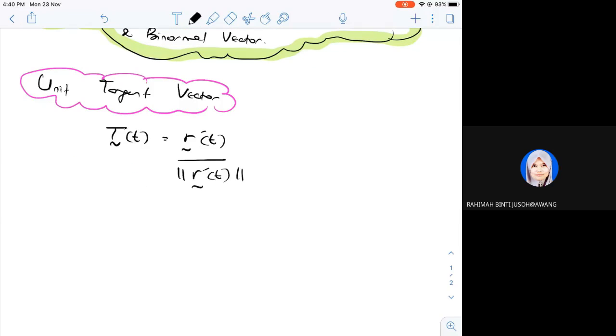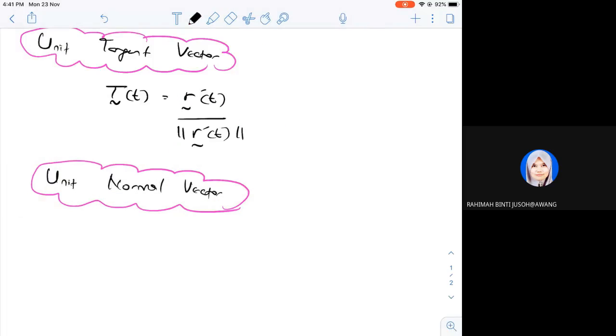Secondly, we will have the unit normal vector. Unit normal vector is denoted as N(t). The formula is we need to find the derivative of the unit tangent vector. You need to differentiate T, so T prime over the magnitude of T prime.